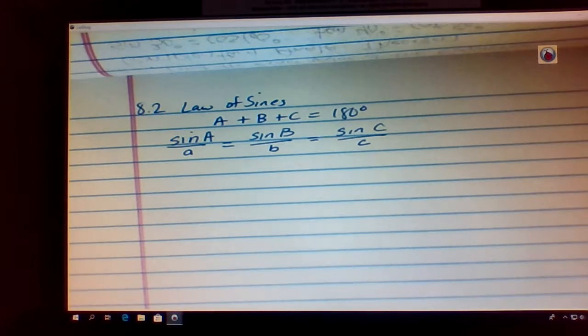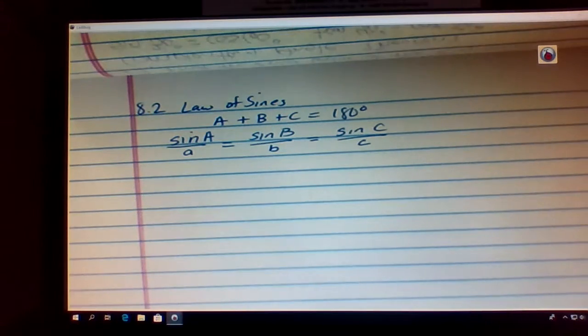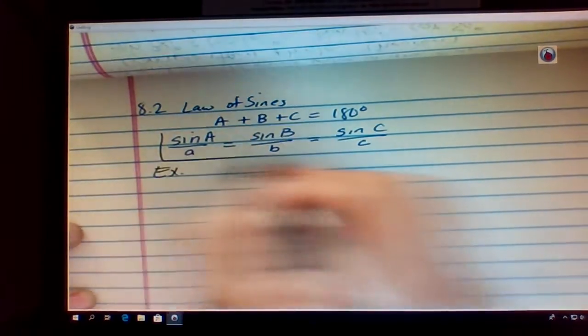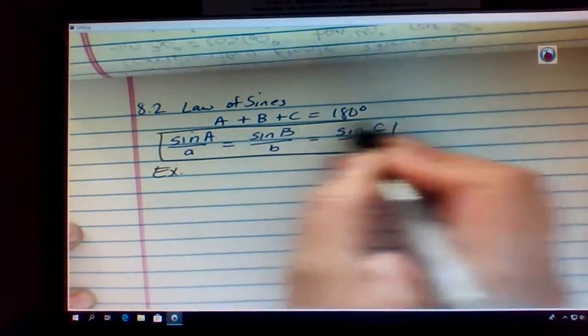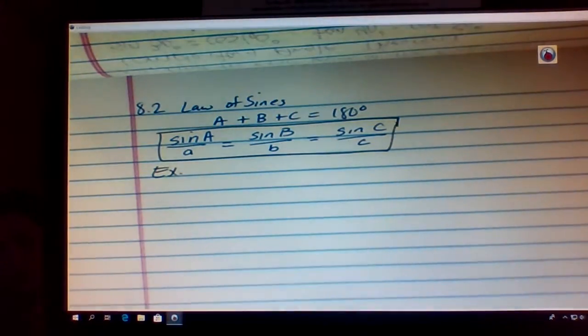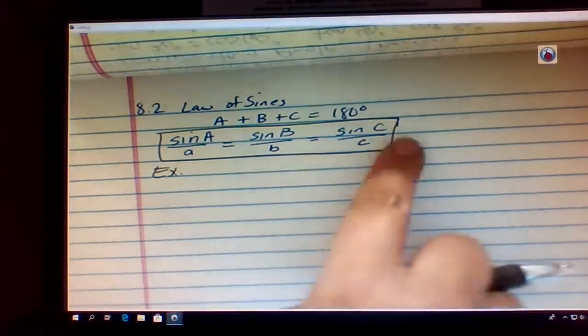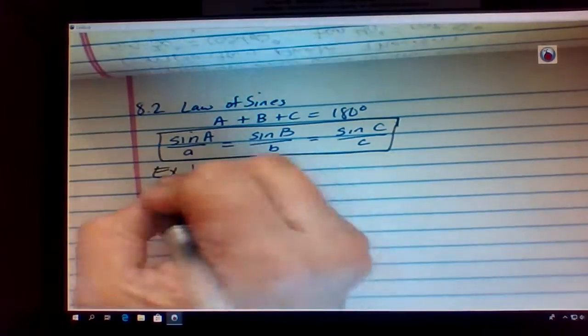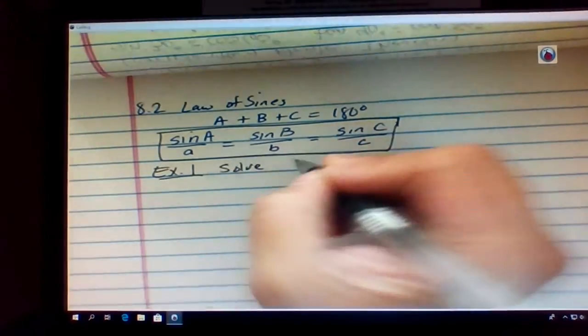They're going to give you drawings and other problems. Now, for the laws of sines and cosines, your triangles are not right triangles. They're just a random triangle with no right angle. Those are the only formulas that you need to know to be able to do this. The rules for this one are easy. The cosine ones are a little bit more complicated. So example number 1, solve the triangle.